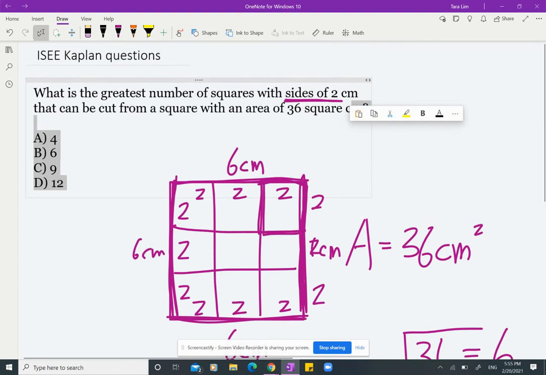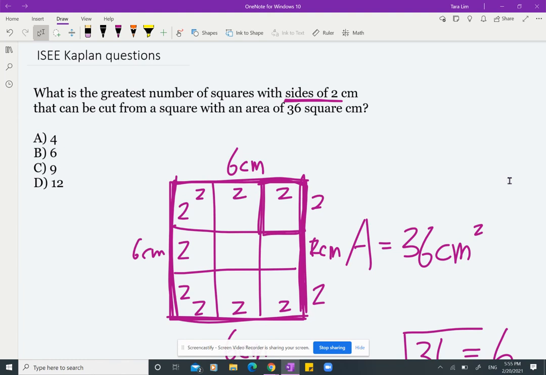So now it's not asking for the sides of the small squares. It's asking for the greatest number of squares. So if we just count all of them together, this is 1, 2, 3, 4, 5, 6, 7, 8, 9. So there are 9 squares in this big square. So the answer is C.